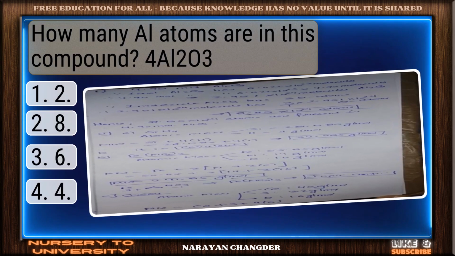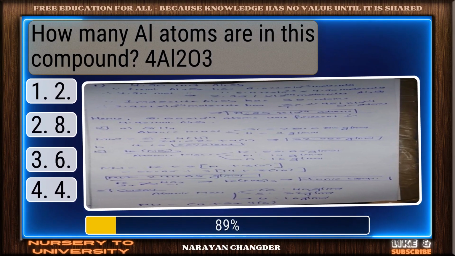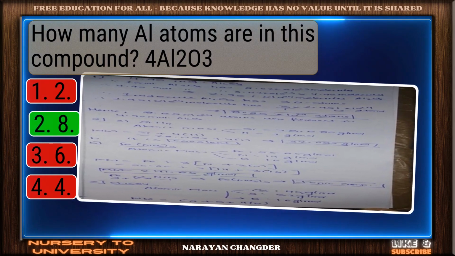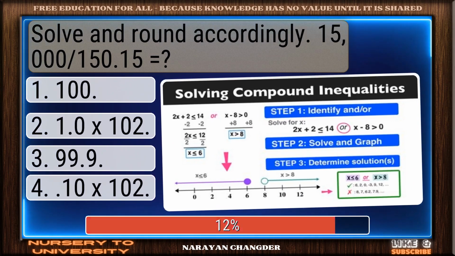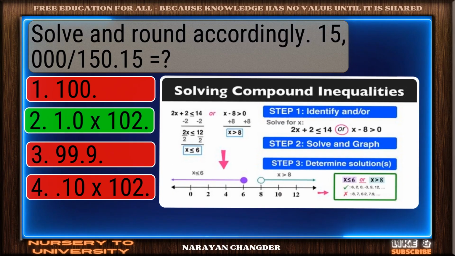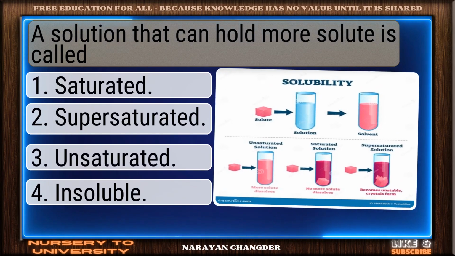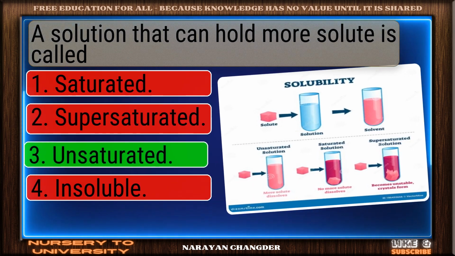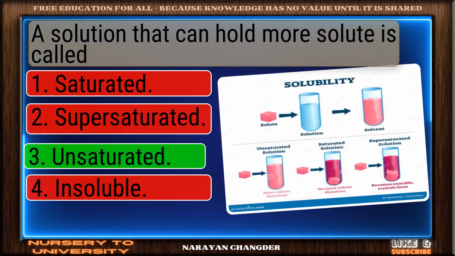How many Al atoms are in this compound? 423. Exactly. 8 makes sense, and it is the right choice. Solve and round accordingly. 15.150.5 equal to. Nice selection. 1 or 2 is the correct and valid answer. A solution that can hold more solute is called. Correct response. Unsaturated is the most accurate answer.